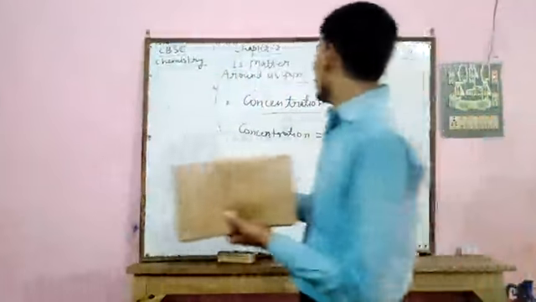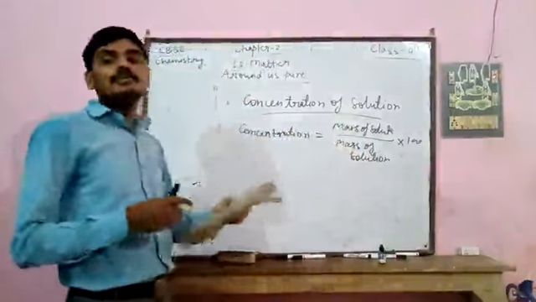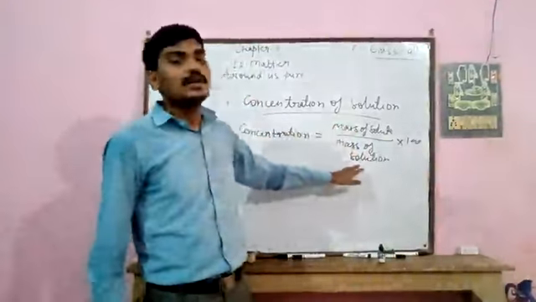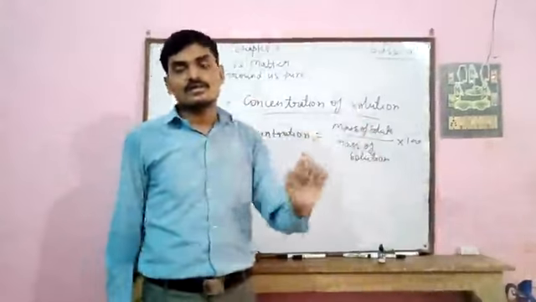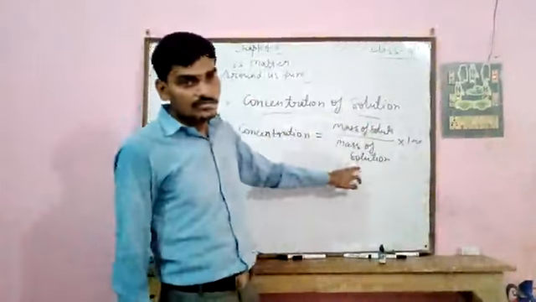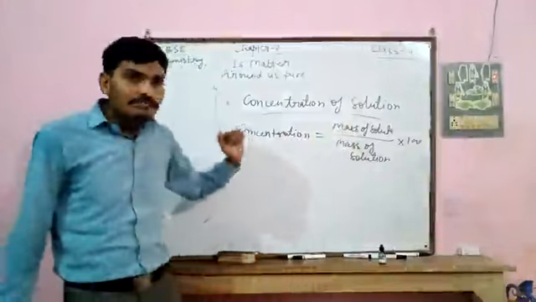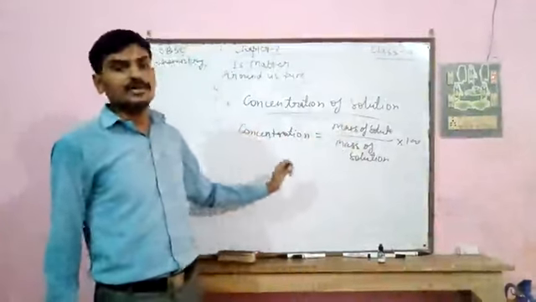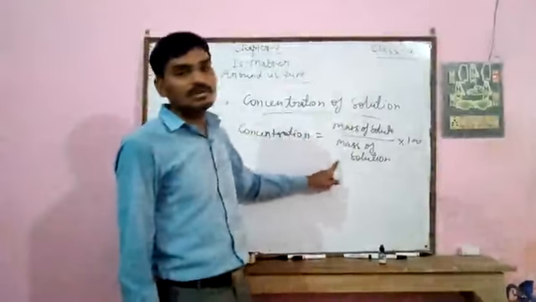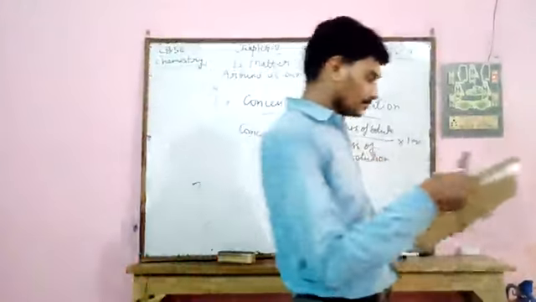Now, mass of solution. How will we find the mass of solution? It will be the mass of solute plus the mass of solvent. This is the mass of solution. And how will we find the concentration of any solution? Mass of solute divided by mass of solution, multiplied by 100.